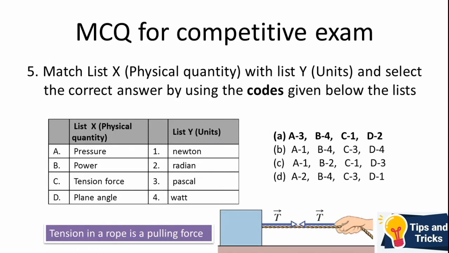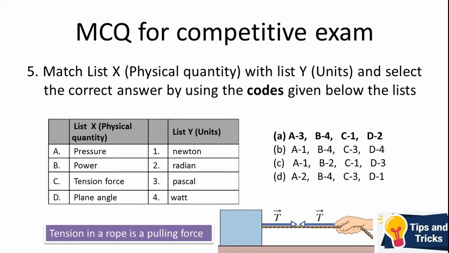Now let us move on to question number 5. Match list X with list Y. List X is physical quantities and list Y contains units. Select the correct answer by using the codes given below. In list X, pressure, power, tension force and plane angle are given. In list Y, units such as Newton, radian, Pascal and watt are given.